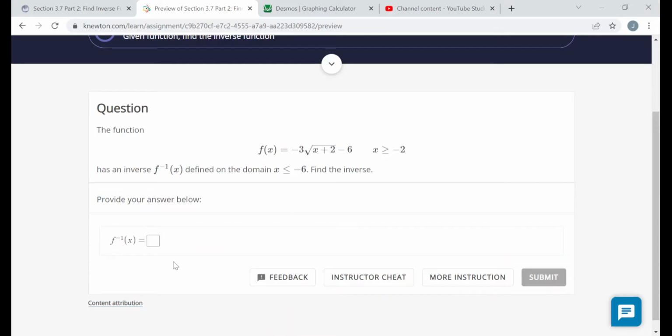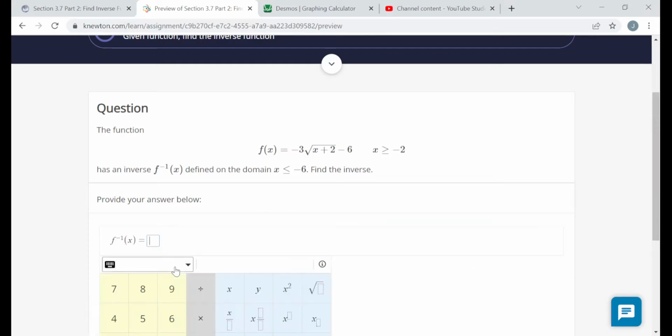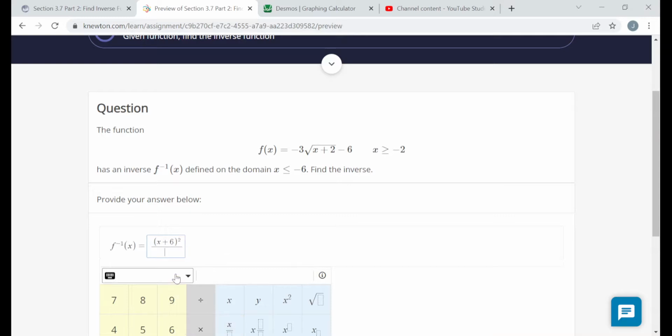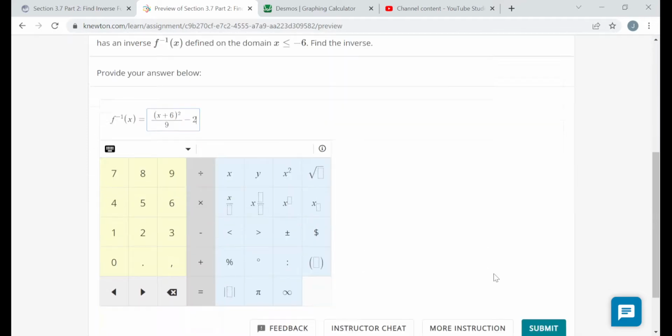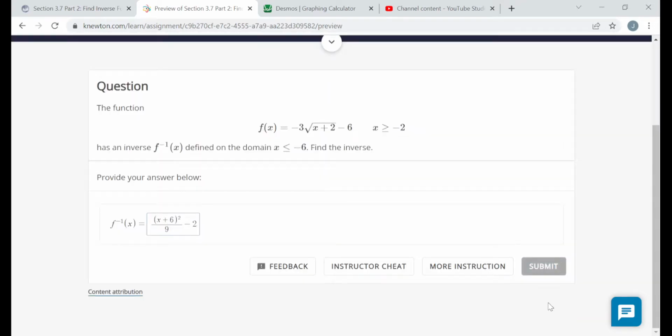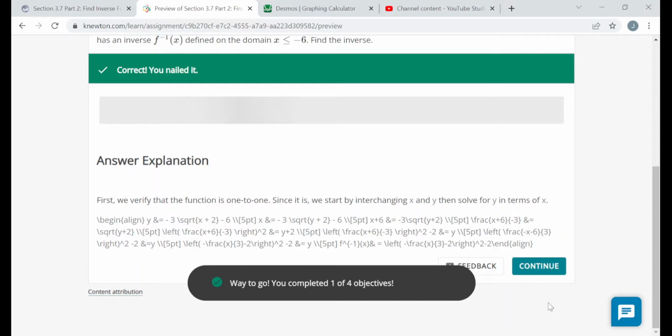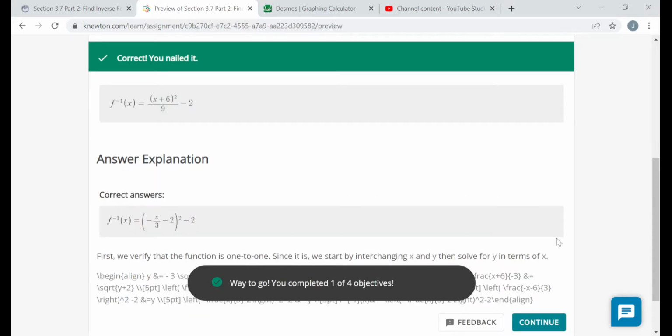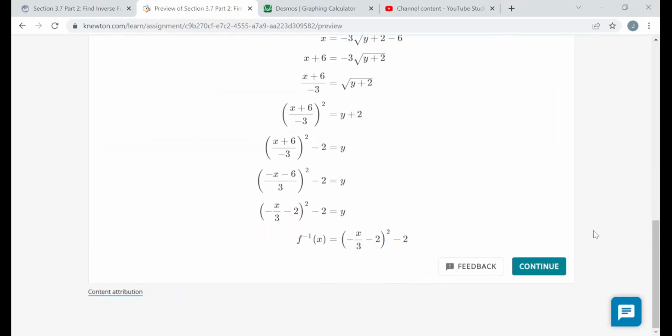Right. So we end up with f inverse of x would be x plus 6, quantity squared, divided by 9, and then afterwards subtract 2, minus 2 after. And that should be good. And again, it might look a little different than what they have, but it is equivalent. Alright, so the objective there is done. That objective got 3 more to finish.